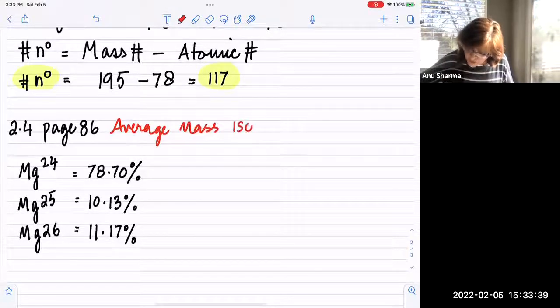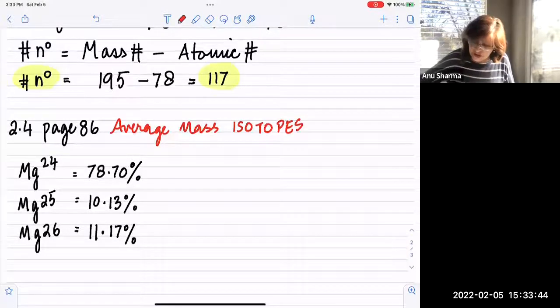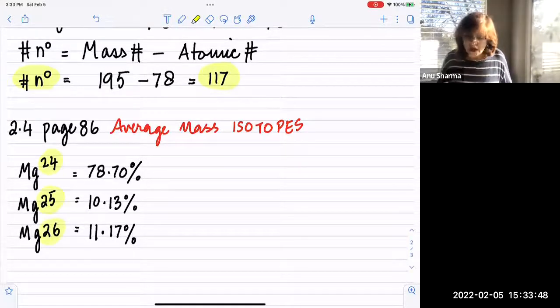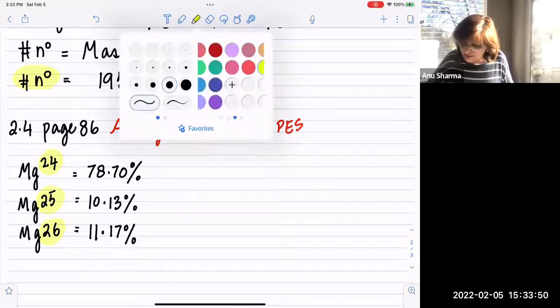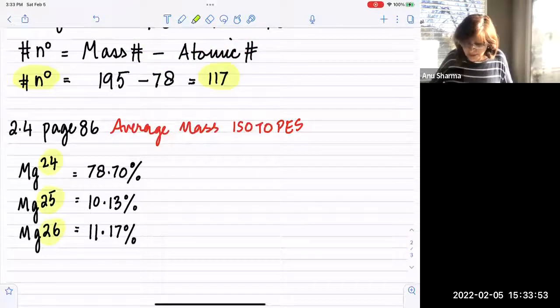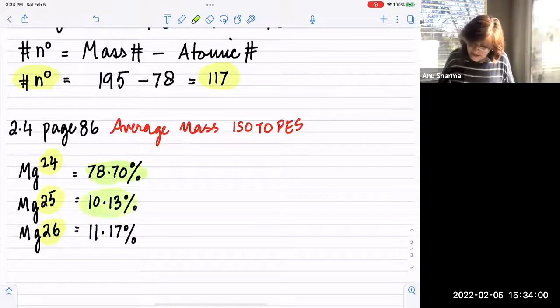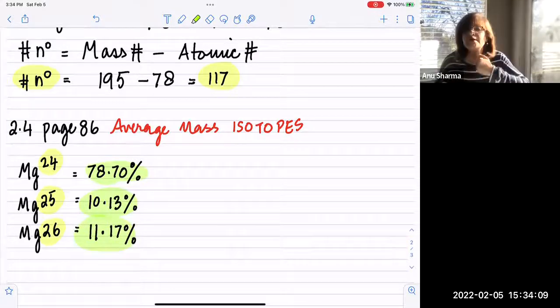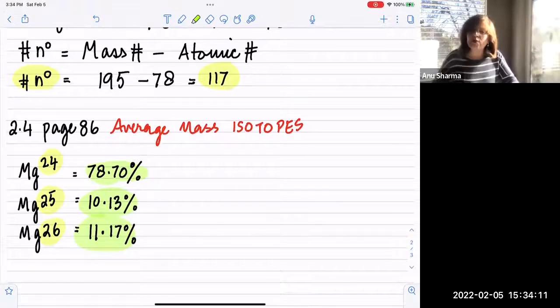of isotopes. So 3 isotopes of magnesium are given: magnesium 24, magnesium 25, and magnesium 26. Now this number that you see, this number is the abundance. So a larger amount of magnesium 24 is found, then is magnesium 25, which is only 10.13% found in nature, and magnesium 26 is found only 11.17% in nature.